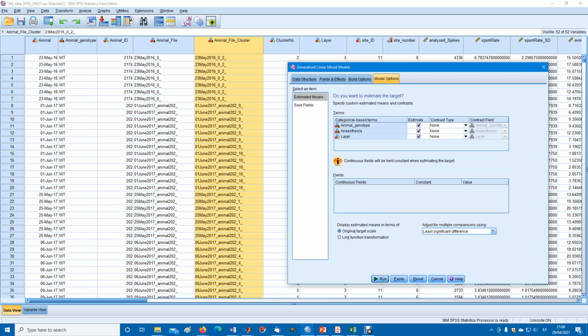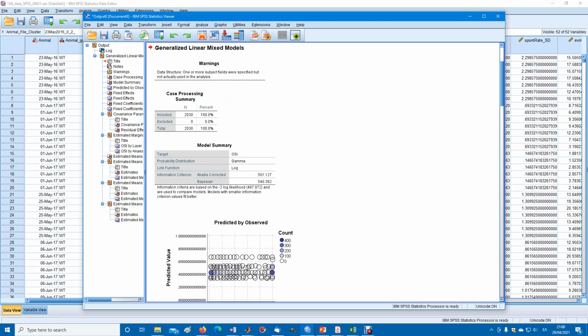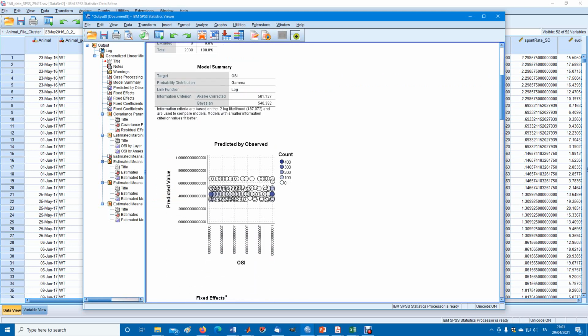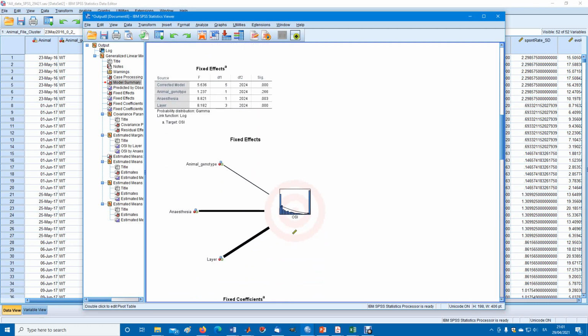I haven't changed those. And finally, under estimated means, you have to click on this so you get an output with the means and standard errors. Otherwise, you don't get that, and you cannot write a proper report if you don't know what the mean and standard error is for the groups and variables. So click on Run, and here's the summary of the data. Probability distribution, we say that's gamma with a log link.